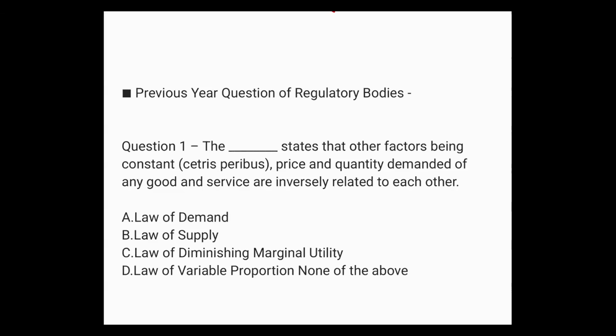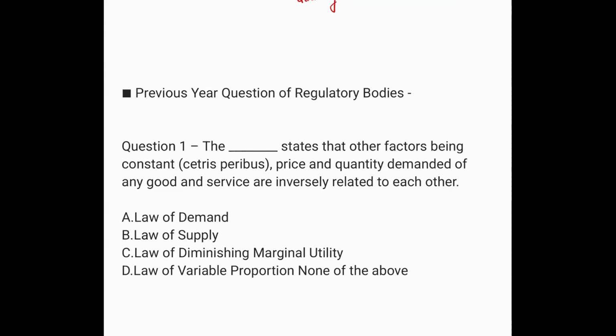Law of demand, law of supply, law of diminishing marginal utility, law of variable proportion, none of this. किस में बोला गया कि QD is inversely proportional to 1 by price? Which states that the other factors being constant, मैंने बता रखा है, price and quantity demanded of any good and services are inversely related to each other. This is law of demand. So see the type of questions they are asking and the content we are covering, right?